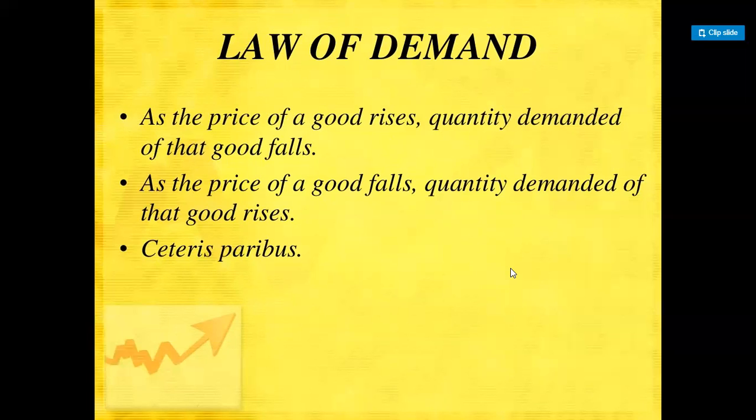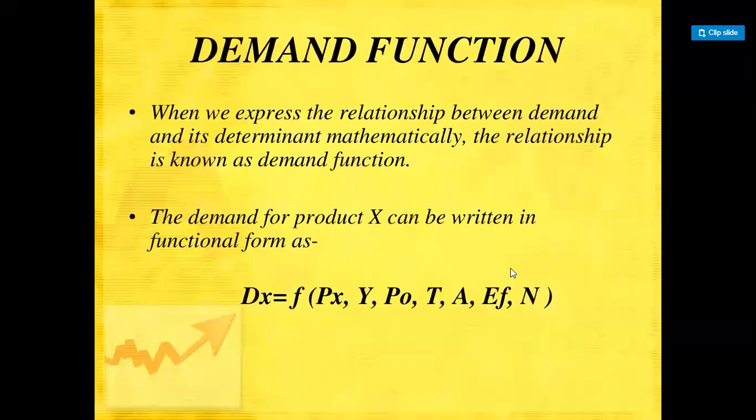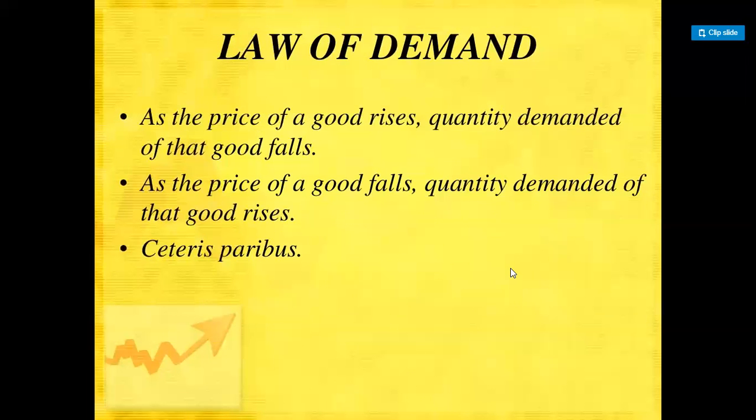But before that, we have to discuss the assumptions of the law of demand. The assumptions of the law of demand are: prices of substitute goods do not change. Prices of complementary goods remain constant. Income of the consumer remains the same. There is no expectation of a change in the price in the future. Taste and preference of the consumer remain the same.